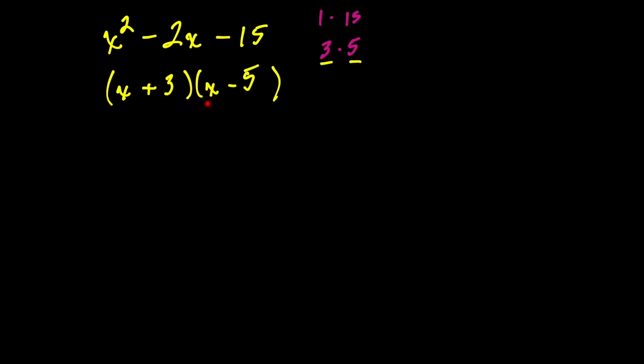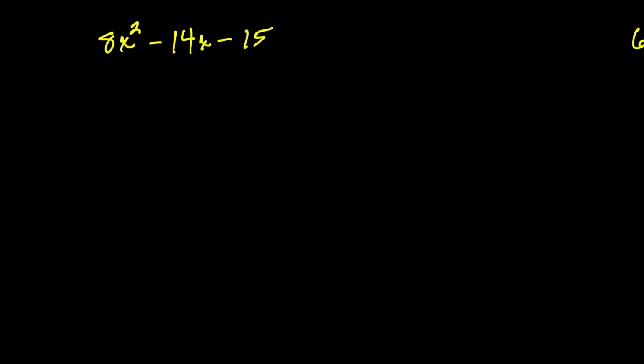First times first, x squared. Outers, minus 5x, inners, 3x. So minus 5 and 3 is minus 2. And last times last, positive 3 times minus 5 gives us the minus 15 here. So that one checks. Okay, this will stymie even some of the best students.